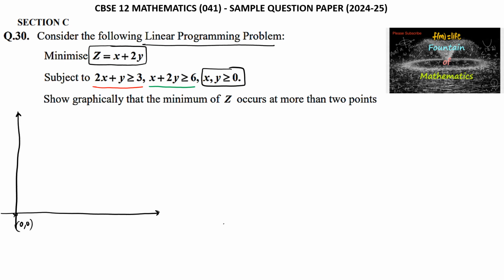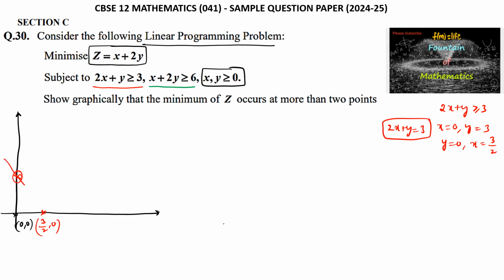Let's take the first one, 2x plus y is greater than or equal to 3. We take the equation 2x plus y is equal to 3 to get the straight line. When x is equal to 0, y is equal to 3. And when y is equal to 0, x is equal to 3 by 2. So let us mark these 2 points, (0, 3) and (3 by 2, 0).